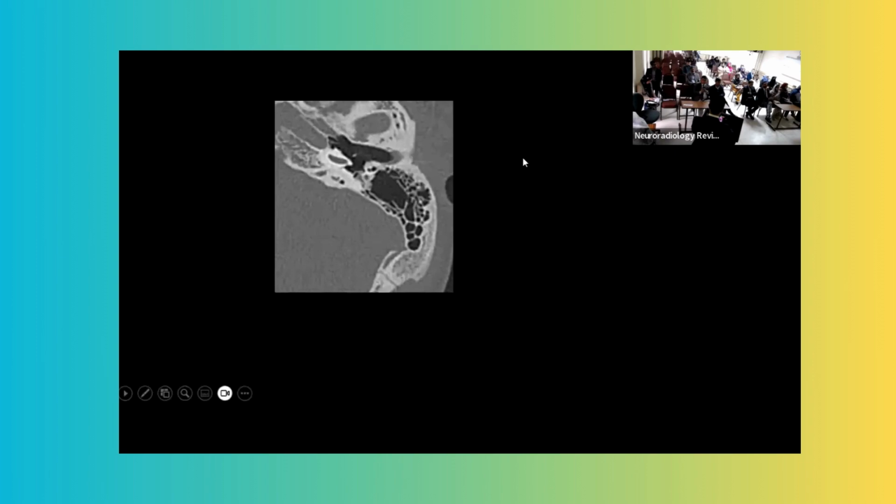Again, we are now at the level of the hypotympanum. This is the hypotympanum, sinus tympani, and facial recess. And this is the facial nerve going down, basal turn of the cochlea. And we can see the handle of the malleus here, attached to the tympanic membrane.